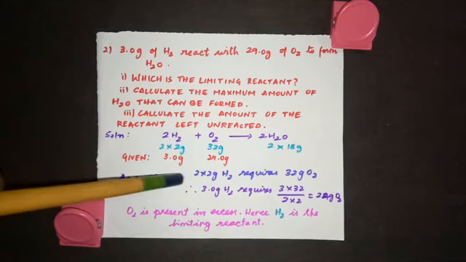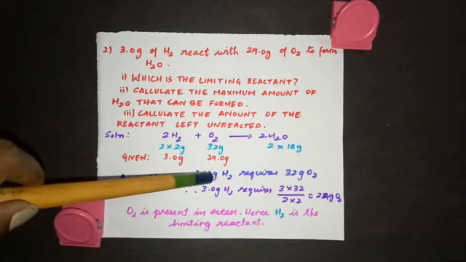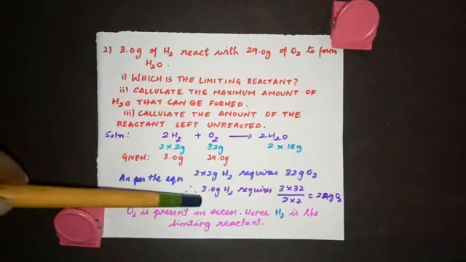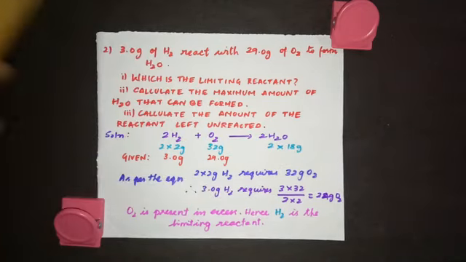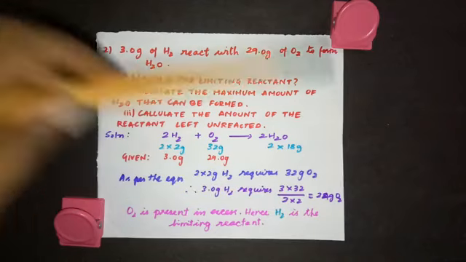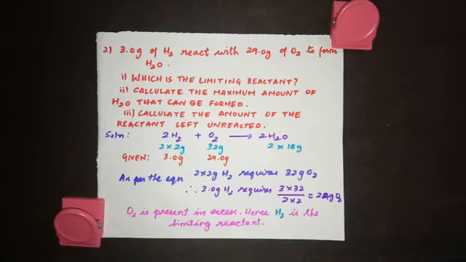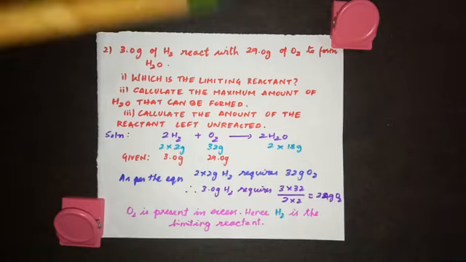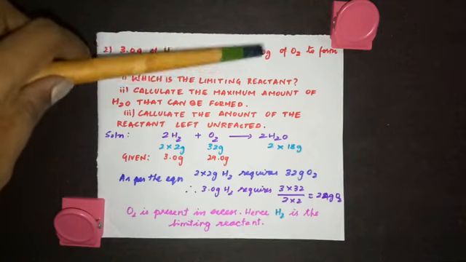So see, as per the equation, 2 into 2 gram, which means 4 gram hydrogen requires 32 gram of oxygen. So 3.0 gram hydrogen will require how many grams of oxygen? So 3 into 32 divided by 4. So that gives you 24 gram of oxygen. But in the question, how many grams of oxygen is given? 29. But actually for 3 gram of hydrogen, what is the amount of oxygen required? Just 24 gram of oxygen is enough, but I have it in excess. So O2 is present in excess.